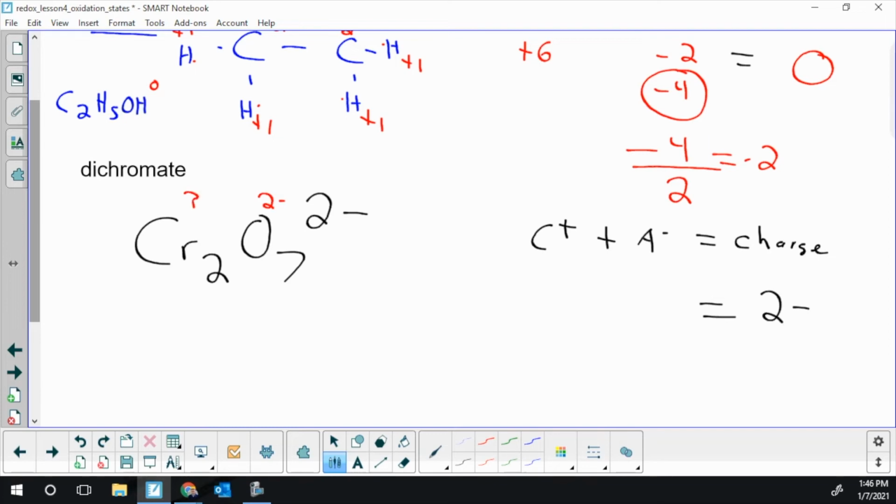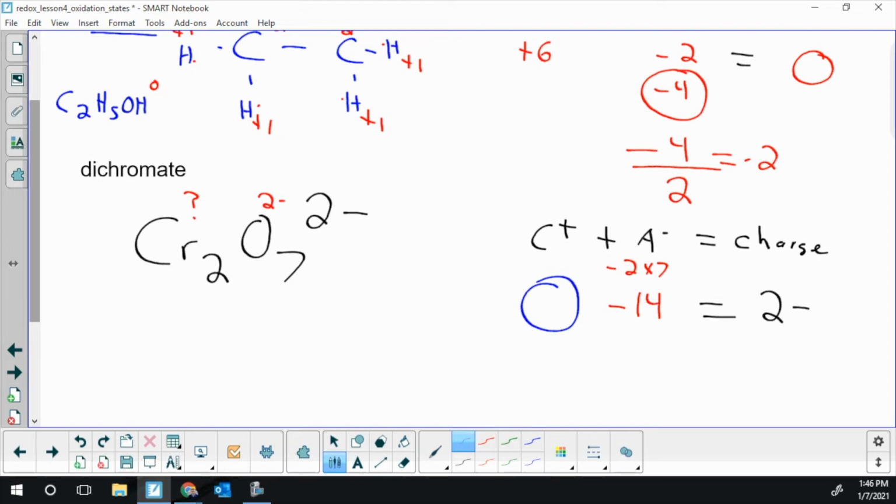Chromium, we don't know. Okay. We don't have any rule for metals in compounds. So we're going to have to figure that out. So we've got chromium and we've got oxygen. The oxygen is minus, so we have -2 times 7 of them. So that's -14. We have no positives. Our chromium must be our positive piece.